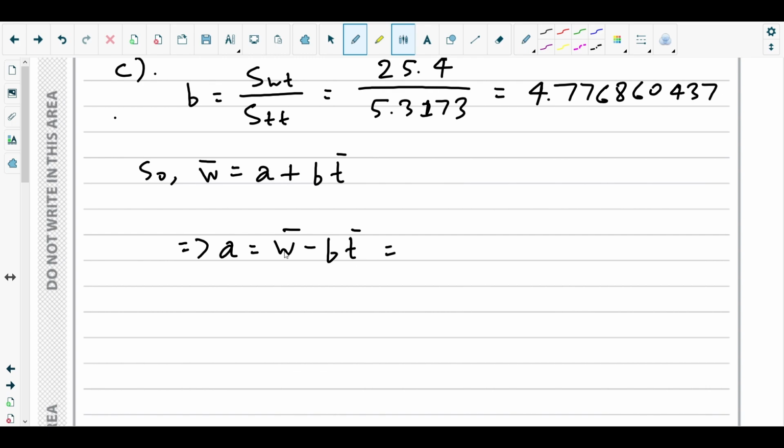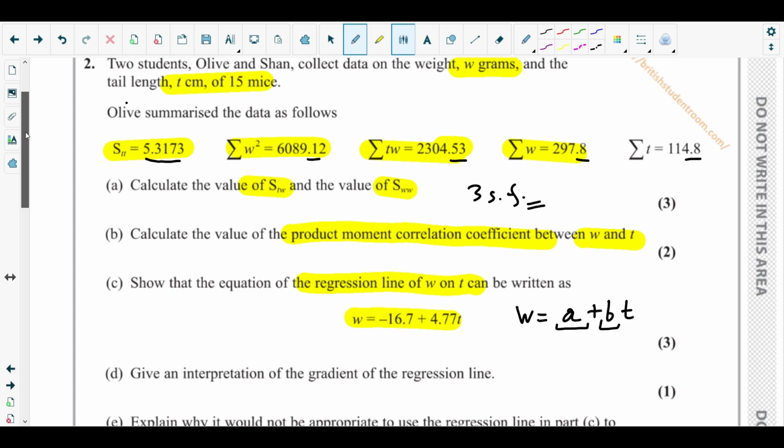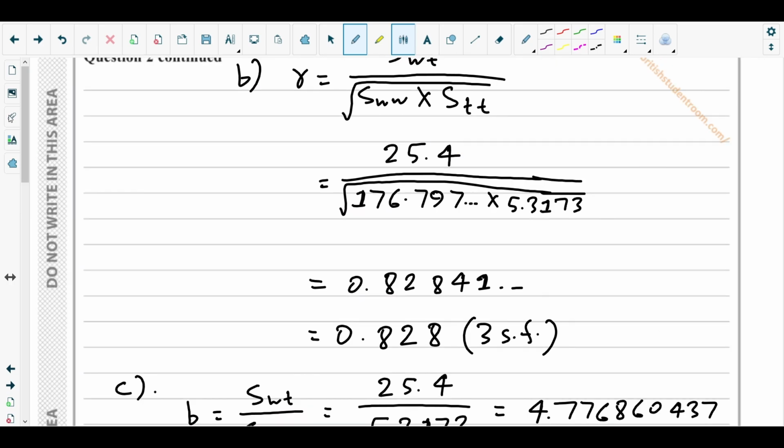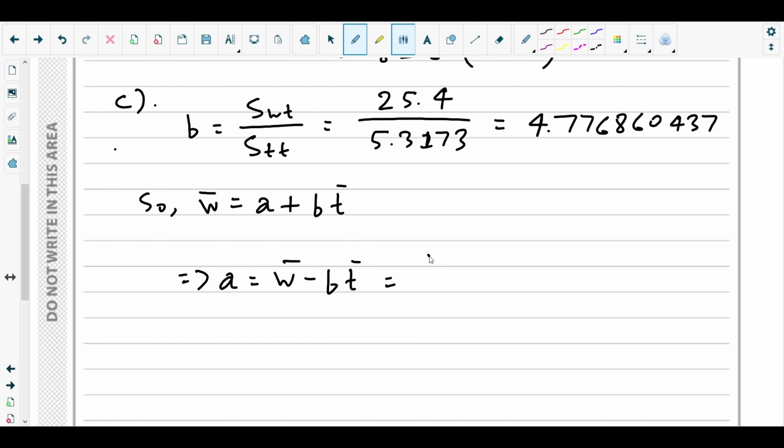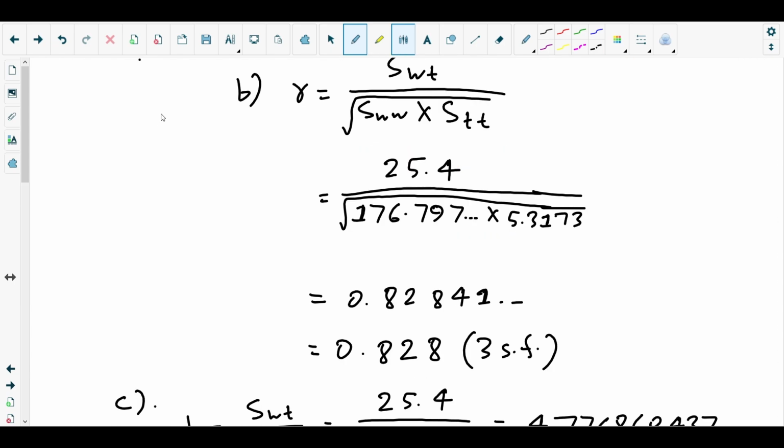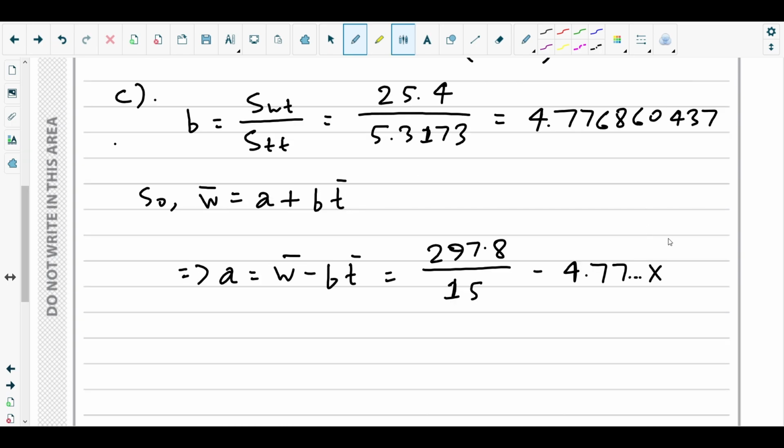So how can you find W bar? Sum of W over N. Sum of W is 297.8. So 297.8 over 15 minus B, use the exact value of B, times T bar. What's the value for T bar? Sum of T over N, which is 114.8 over N, which is 15. This is T bar.